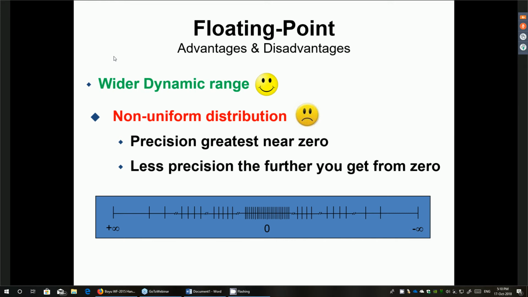The quantization is not uniform across the entire dynamic range, right? So the distribution is not uniform. The precision of the numbers is greatest near zero, but as you move away from zero on either end of the number line, the precision becomes lower and lower. So less precision the further you get away from 0, right?